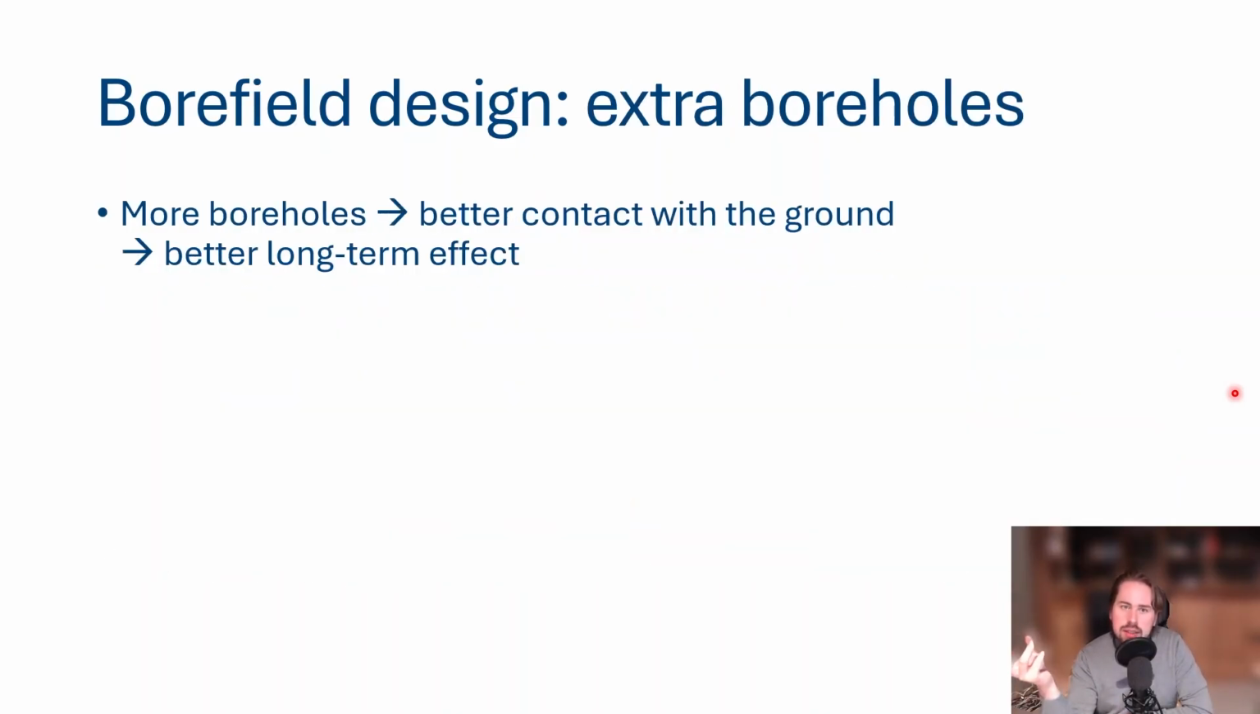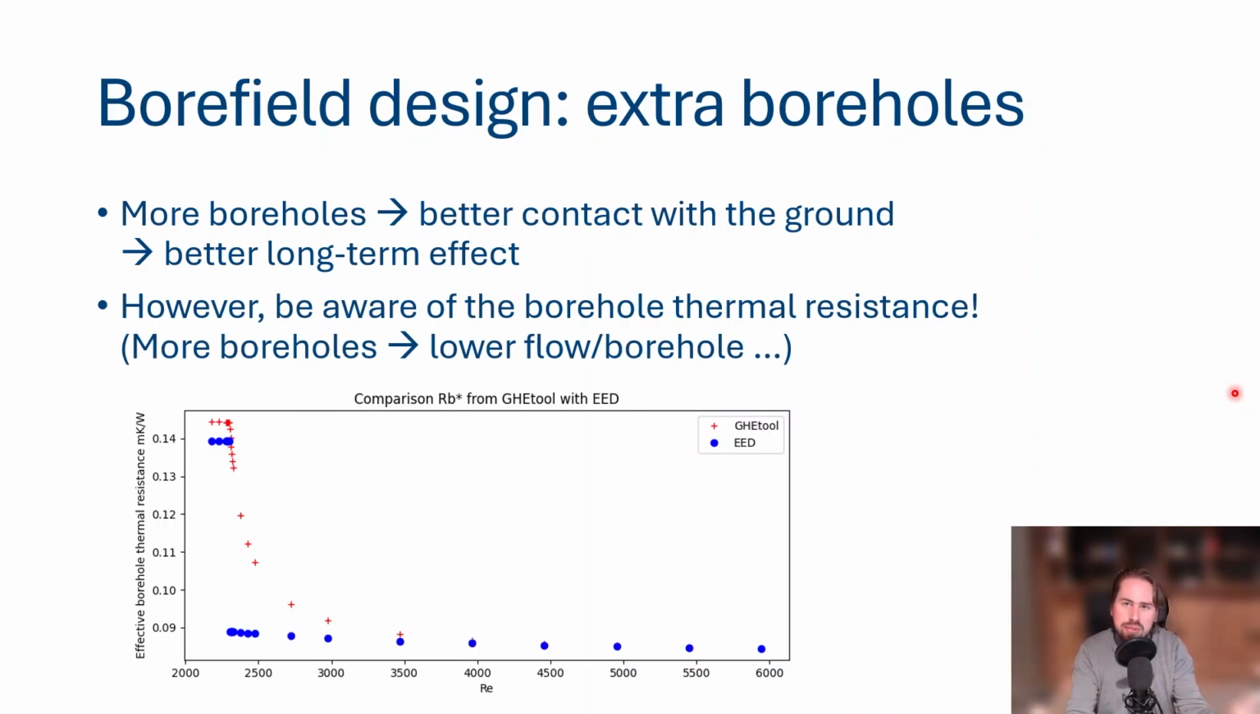Now, something else is whether or not it makes sense to put extra boreholes, because that's also typically something we believe. The more boreholes we have, of course, the easier it is to exchange our energy with the ground. It's a better long-term effect, like our spacing, etc. But the problem is that typically our flow rate through our whole system is determined by the heat pump, and the more boreholes we have, the more boreholes we have to separate our flow into. So more boreholes means a lower flow rate per borehole.